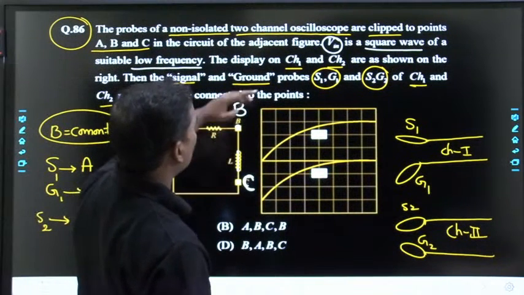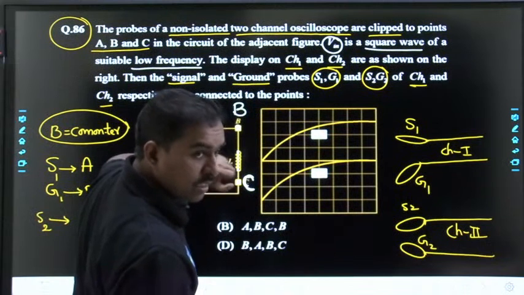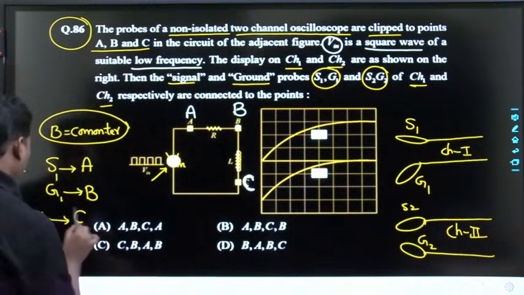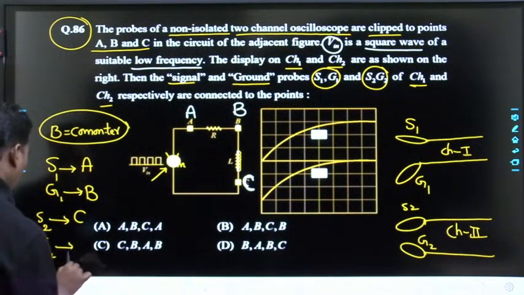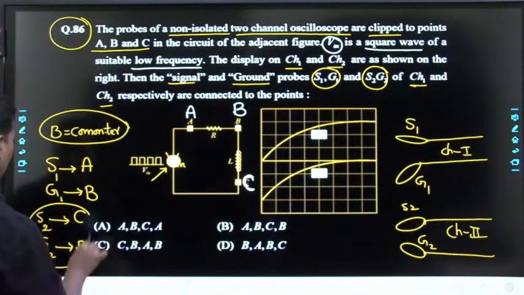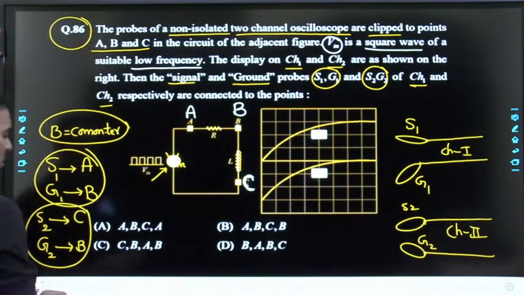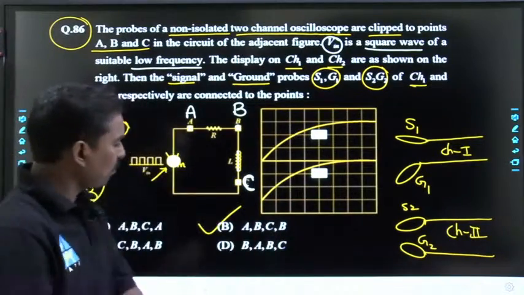S2 should be connected to C, and G2 should be connected to whom? B. Dear student, this is a sequence AB, CB. So, option B is the correct answer.